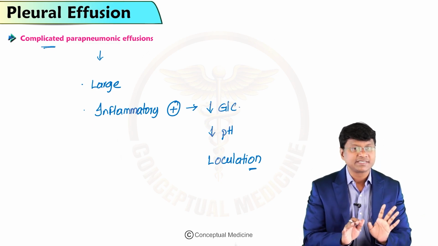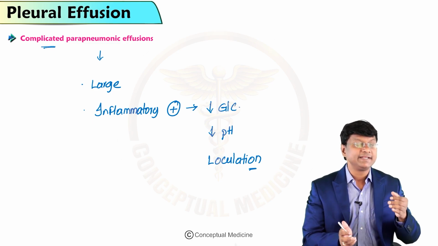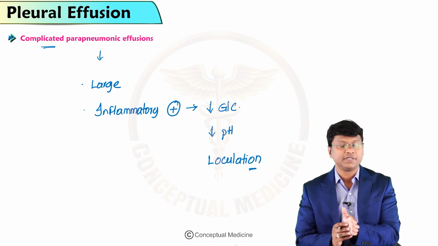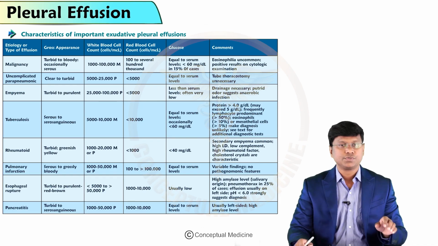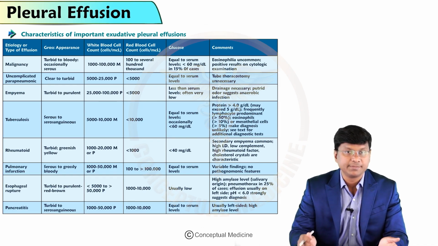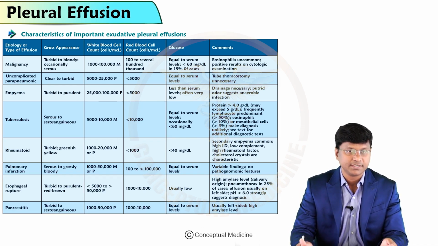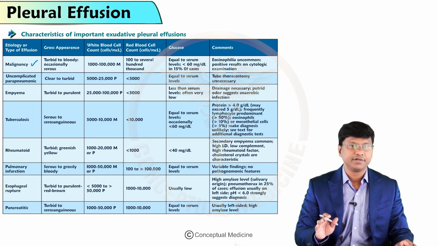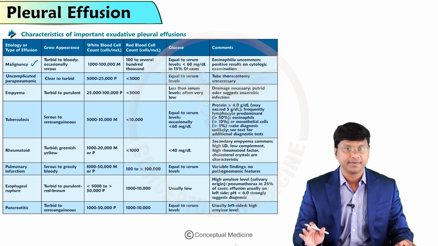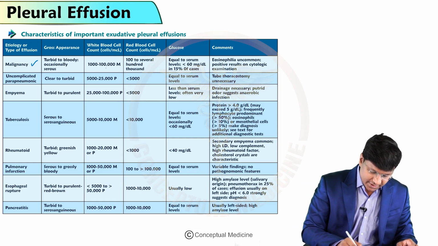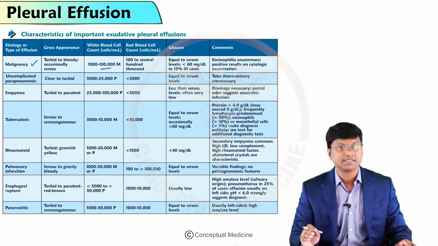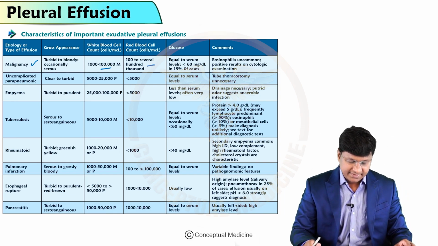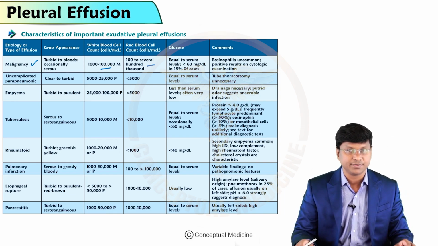Right, now having discussed the parapneumonic effusion, let me just summarize all the types of the exudative pleural effusion that we have discussed until now. So first of all, you take this malignant pleural effusion. Malignant pleural effusion is either turbid or bloody in appearance, and the number of cells is nearly around 1000 to 1 lakh cells per microliter, and RBCs are nearly around 100 to several hundred thousands of cells within the malignant pleural effusion.